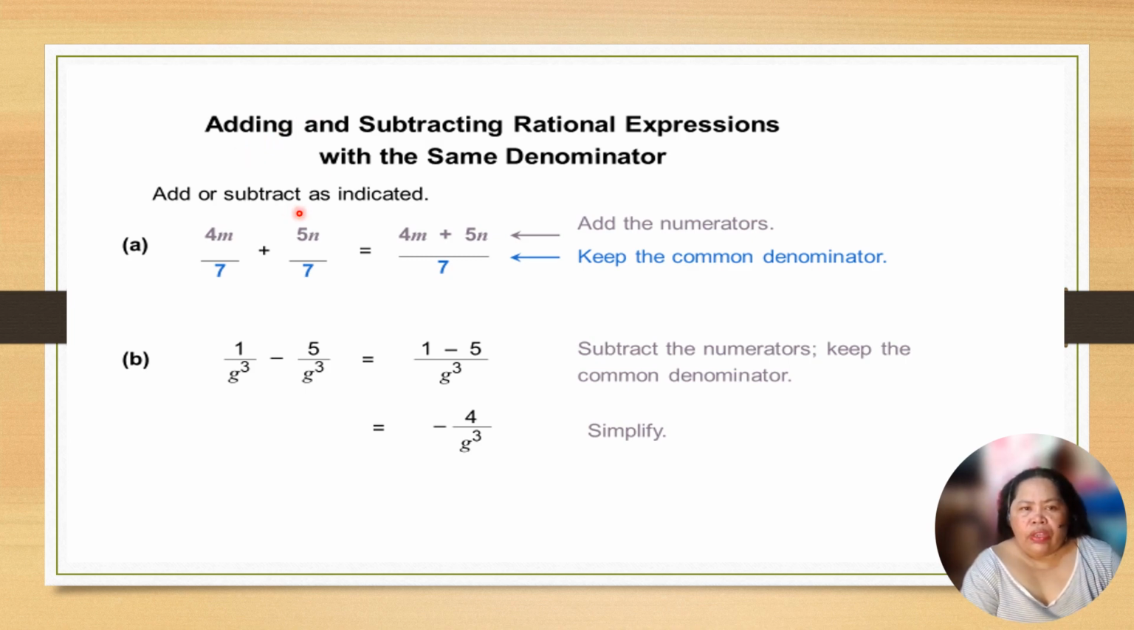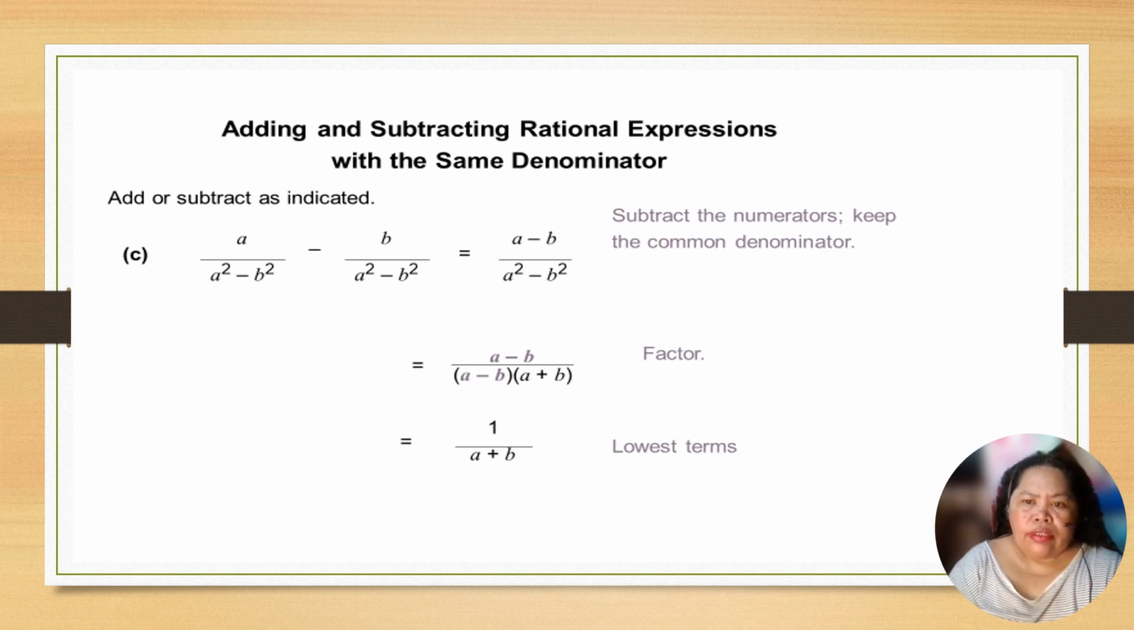Example. In adding and subtracting expressions with the same denominator, add or subtract as indicated. For example, 4m over 7 plus 5n over 7 is equal to 4m plus 5n over 7. So add the numerators and give the common denominator. Another example is 1 over g cubed minus 5 over g cubed. That's 1 minus 5 over g cubed. So subtract the numerators, give the common denominator. The answer is negative 4 over g cubed. That's already simplified.